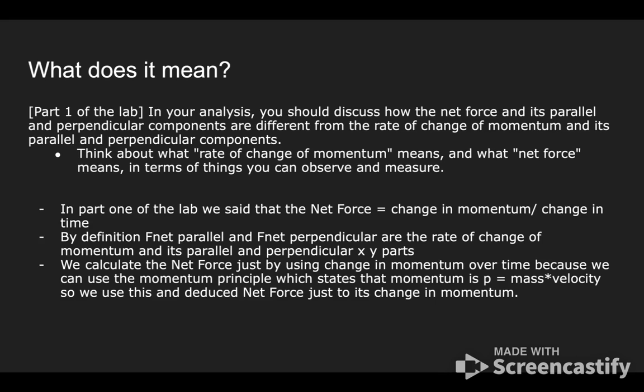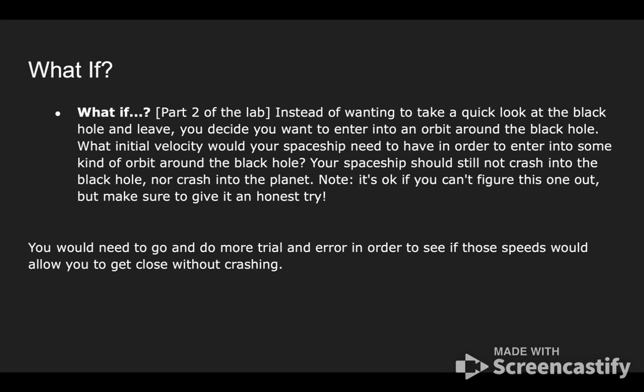So basically in Part 1 of the lab, we said that the net force is equal to the change in momentum over time. And by definition, F net parallel and perpendicular are the rate of change in momentum and its parallel and perpendicular X and Y parts. So we calculate the net force just by using the change in momentum over time because we can use the momentum principle that states that momentum is mass times velocity. So we use this and deduce the net force to just its change in momentum.